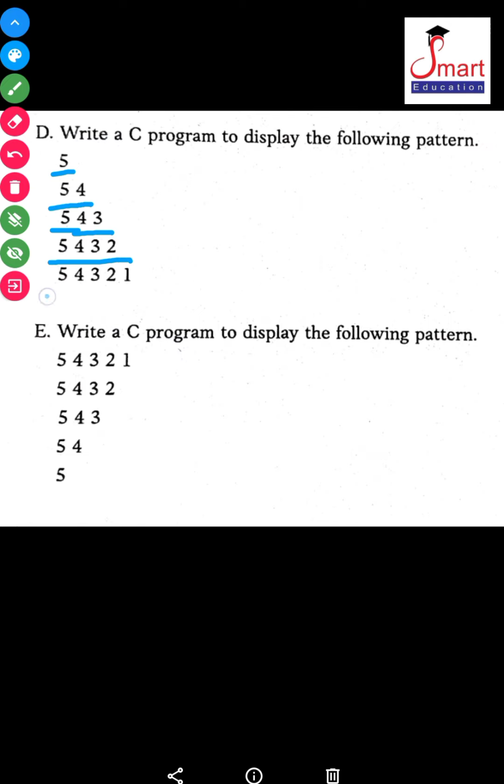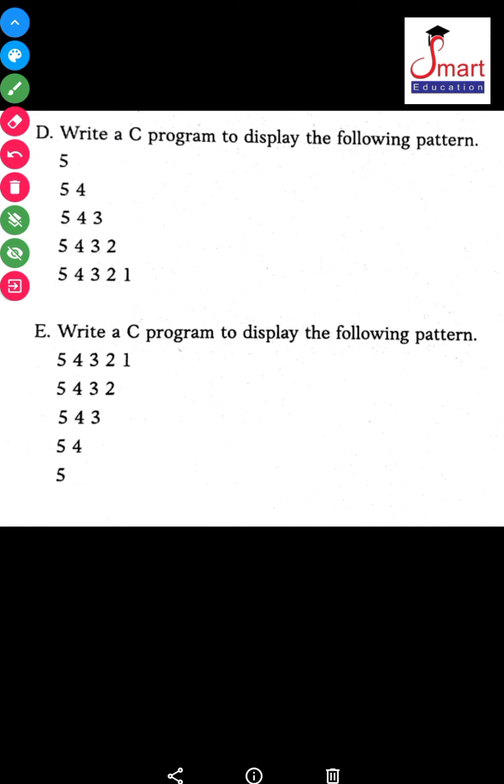In the last one also, 5 minus 1 is 4, then minus 1 is 3, then minus 1 is 2, then minus 1 is 1. So every time it decrements by 1. Our loop will start from 5 only, and the ending will be according to the pattern only. So let's do the program in C.